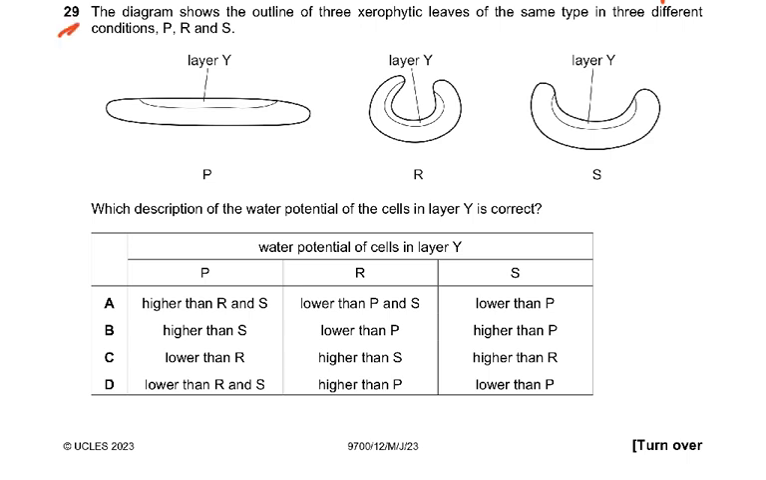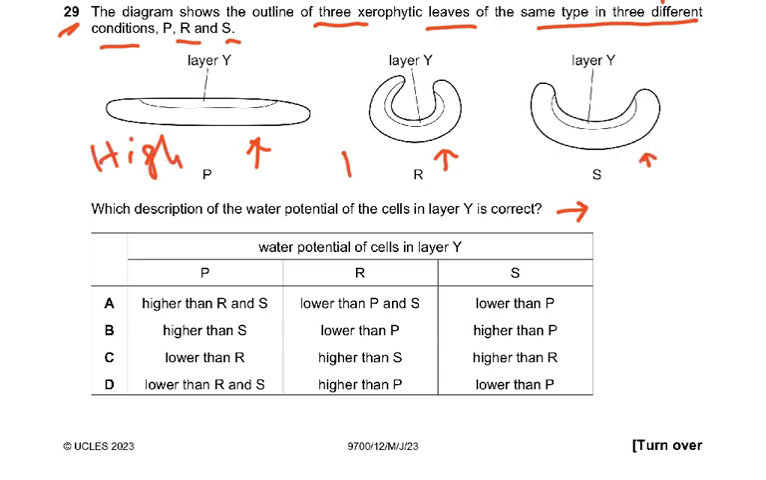Question number 29. The diagram shows the outline of 3 xerophytic leaves of the same type in 3 different conditions, P, R, and S. Which description of the water potential of the cell in layer Y is correct? Now, this question actually really checks how well you know your water potential story. So the water potential has to be the highest here. Then it has to be less in this and very less in this. So high, less, very less.